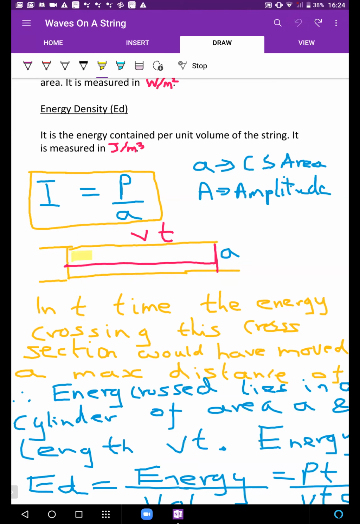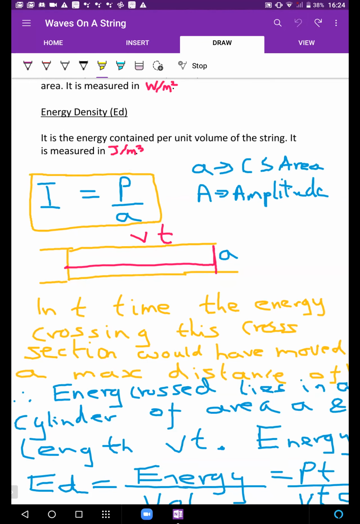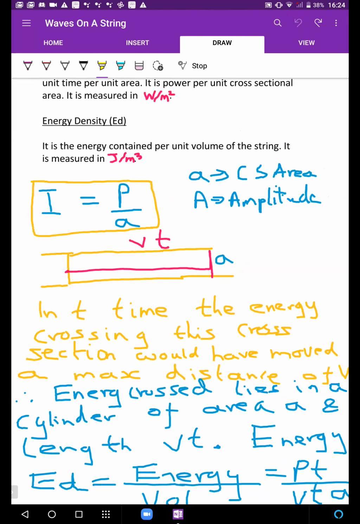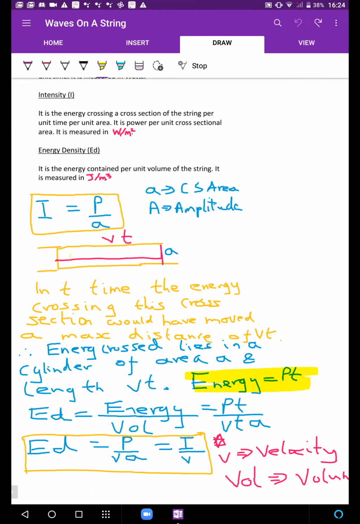So energy crossing is power into time, okay? And energy density is energy, that same energy is contained here upon volume, and that volume is vt into A. So power into time by vt into A gives you energy density is power by velocity by area. And since intensity is by definition power by area, energy density is also I by v. Okay, it's I by v, intensity by velocity.